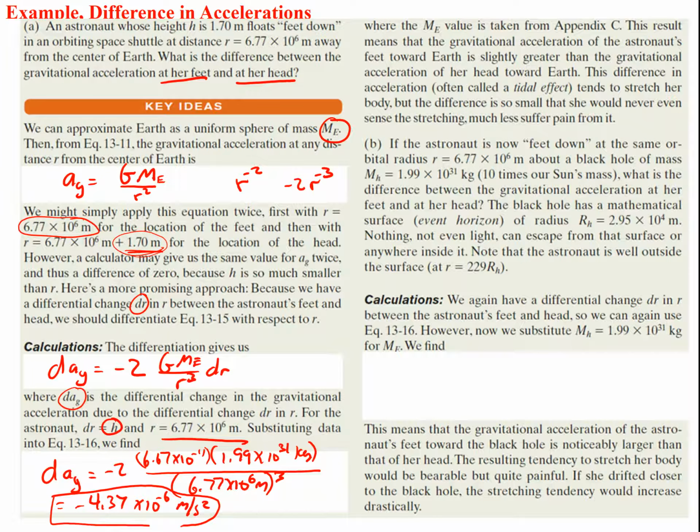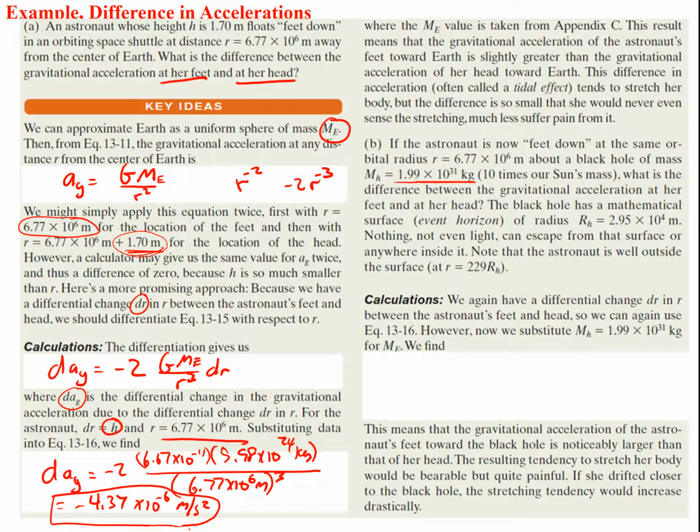Now, what if the astronaut is now feet down at the same orbital radius about a black hole, which is about 10 times the mass of a sun? So it's 1.99 times 10 to the 31st. Oops, sorry, I just realized I made a mistake. I put in the wrong mass here. I was looking at the wrong problem. So this should be 5.98 times 10 to the 24th kilograms. I knew that number looked a little big. All right, so that works out better. The value still ends up being the same.